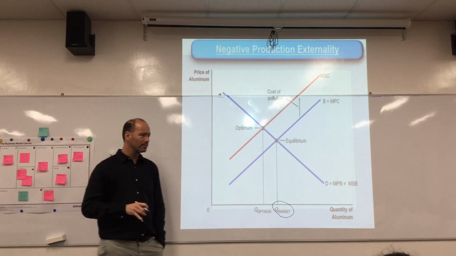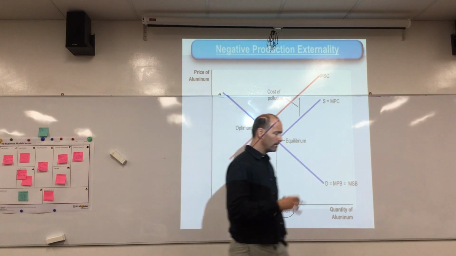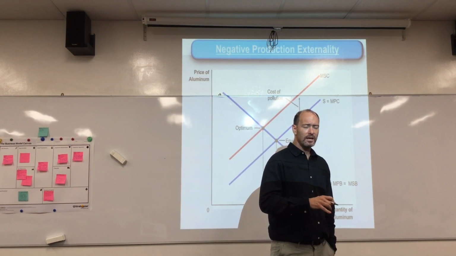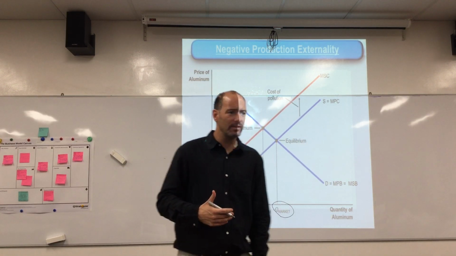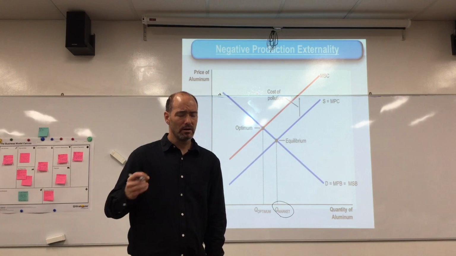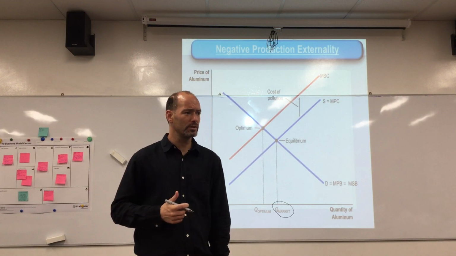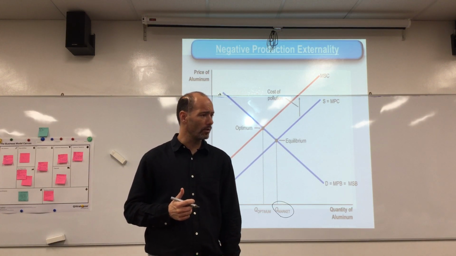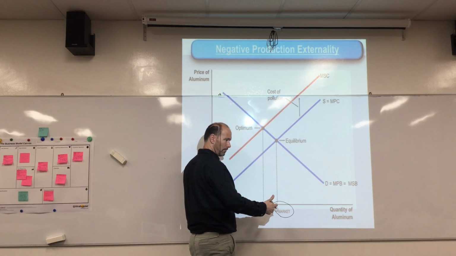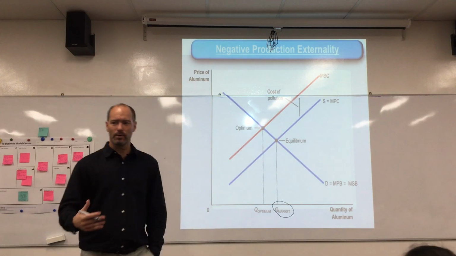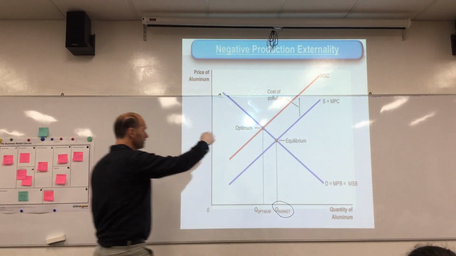The business doesn't pay that cost, and so when it makes its decision about how much to produce, it doesn't consider all the health costs of producing aluminum. And therefore, it produces more than is optimal. Okay? So you want to think about it this way. What's going on here?